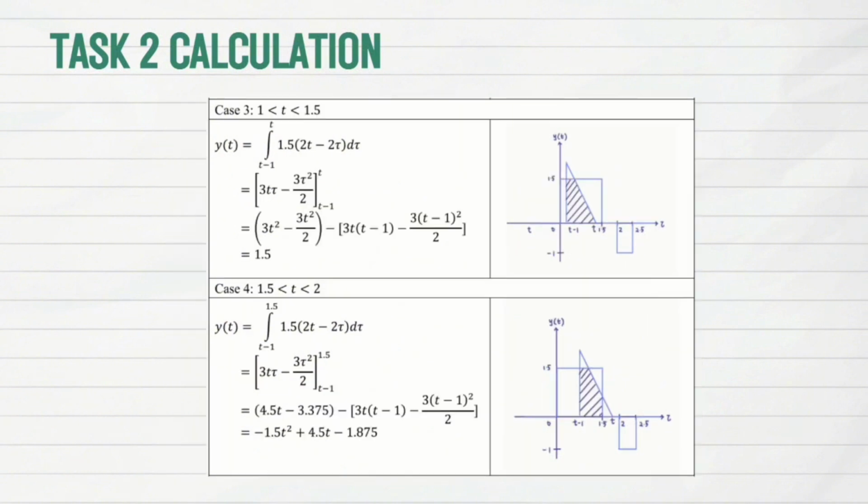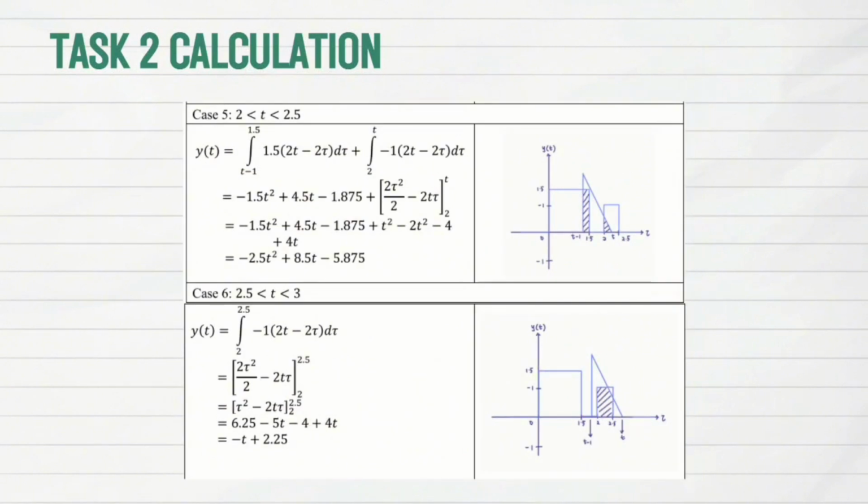For the next one, case 3, t is smaller than 1.5 but bigger than 1. Signal f(t minus tau) is shifted to the right before 1.5, and the limit of the integral becomes t and t minus 1. The value of y(t) calculated is 1.5. For case 4, t is smaller than 2 but bigger than 1.5, signal f(t minus tau) is shifted to the right before 2, and the limit of the integral becomes 1.5 and t minus 1. The value of y(t) calculated is negative 1.5 t squared plus 4.5 t minus 1.875.